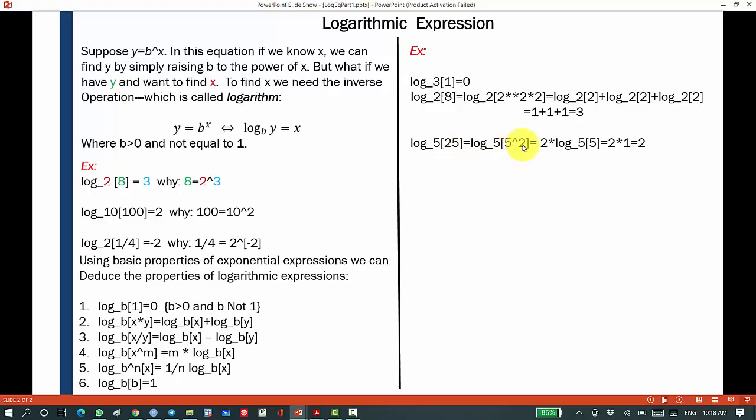Log base 5 of 25 is equal to log base 5 of, 25 we can write as 5 squared. We can move this power at the front. This is 2 times log base 5 of 5. And we know that log base 5 of 5 is 1. 2 times 1 is equal to 2.